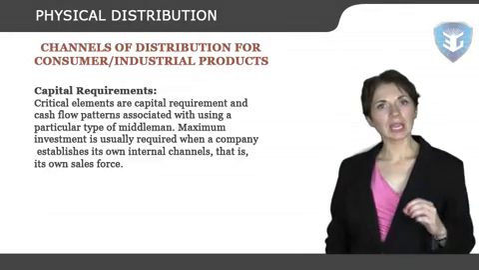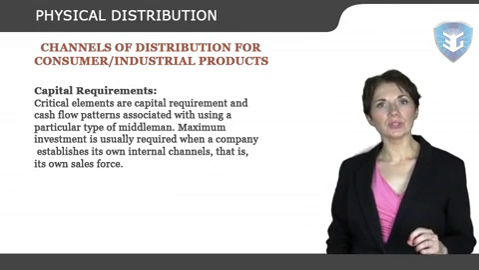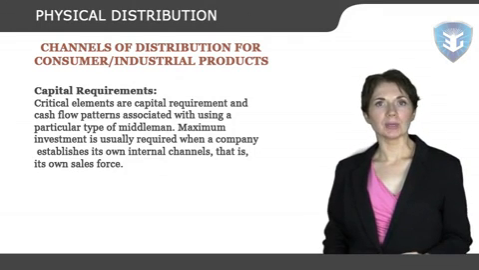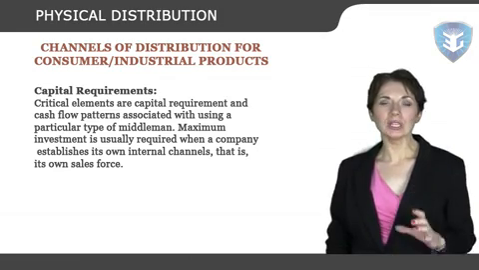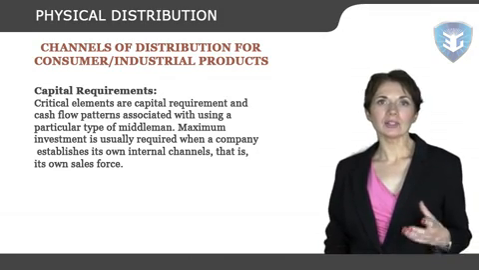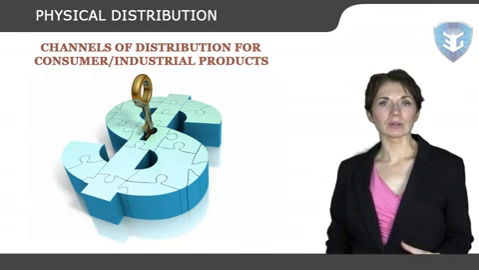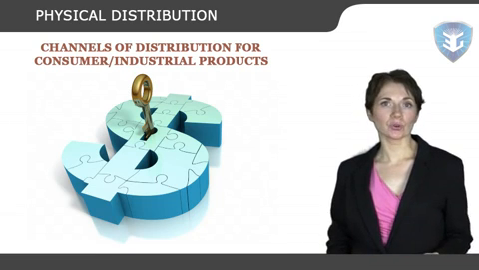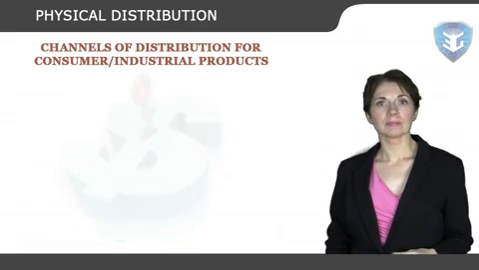Capital requirements. The financial ramifications of a distribution policy are often overlooked. Critical elements are capital requirement and cash flow patterns associated with using a particular type of middleman. Maximum investment is usually required when a company establishes its own internal channels, that is, its own sales force. Use of distributors or dealers may lessen the capital investment, but manufacturers often have to provide initial inventories on consignment, loans, floor plans, or other arrangements.